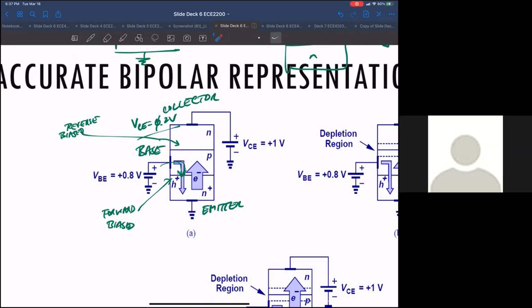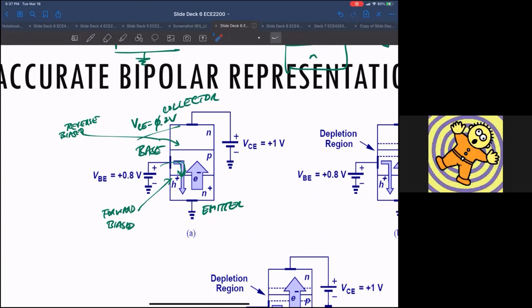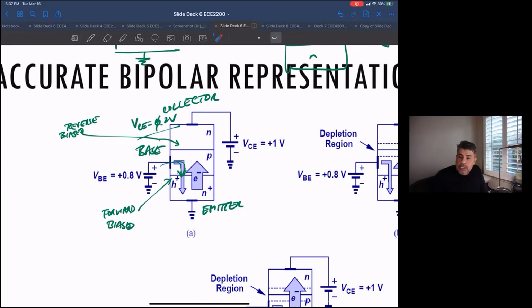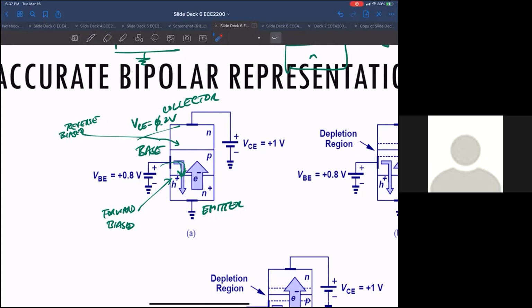But Professor? Yeah, go ahead. Oh, okay. So one side's forward biased, the other side's reverse biased. Does that just mean it's switching on and off, on one side and the other, so it kind of flips, or is it like... No, how exactly does that work?